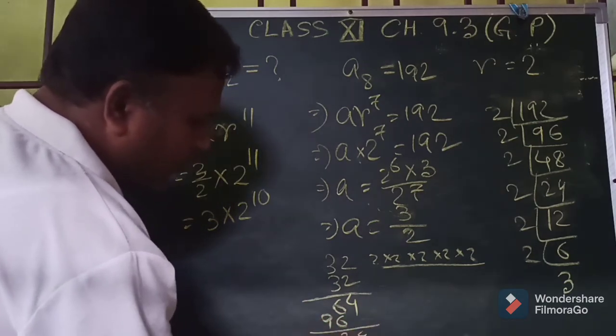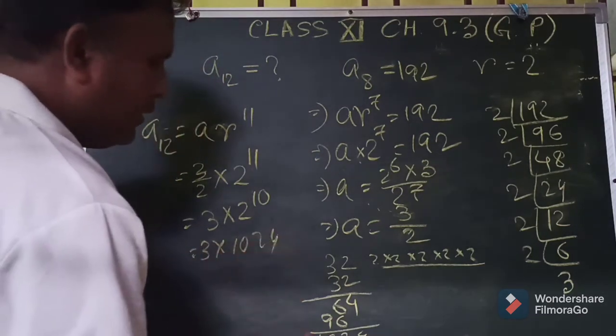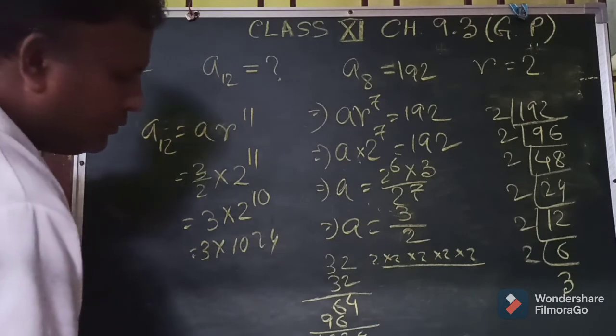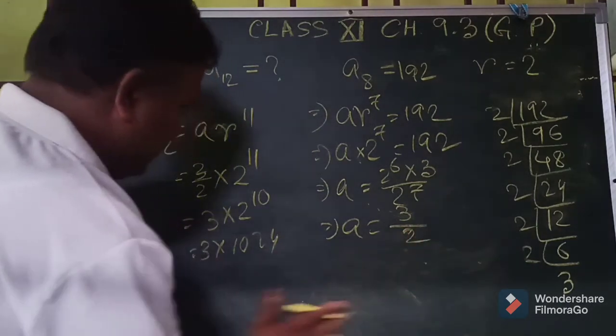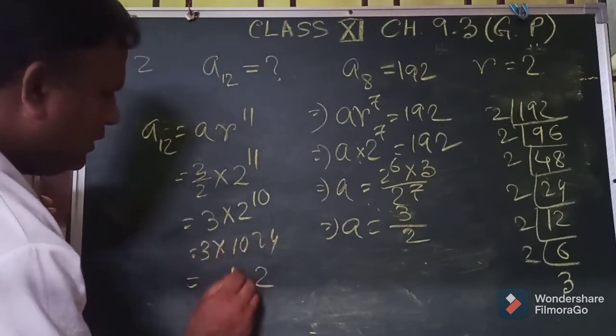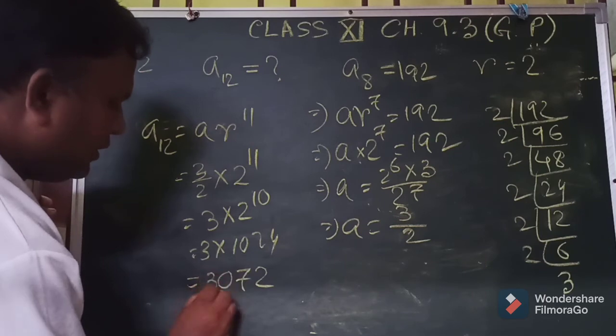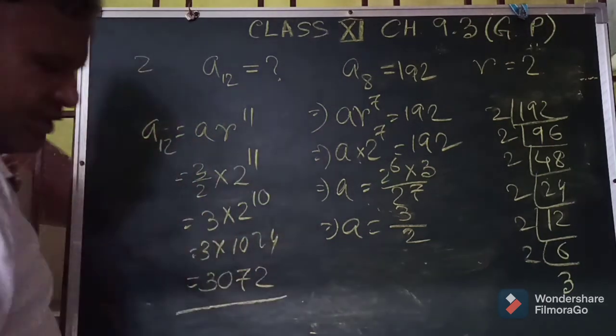So 1024, that means 3 into 1024. Then you can multiply here: 3 into 1024 is 3072. You can find the perfect answer this way, understand? So this is question number 2.